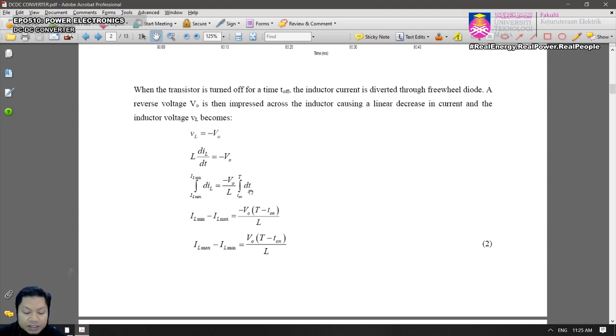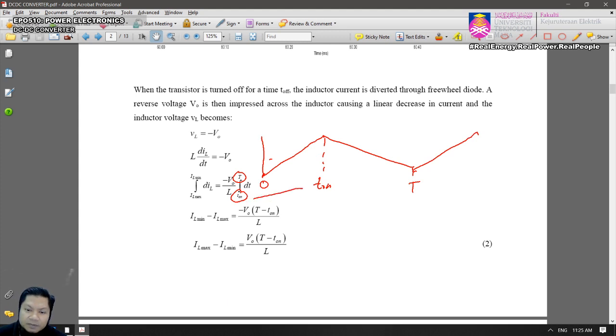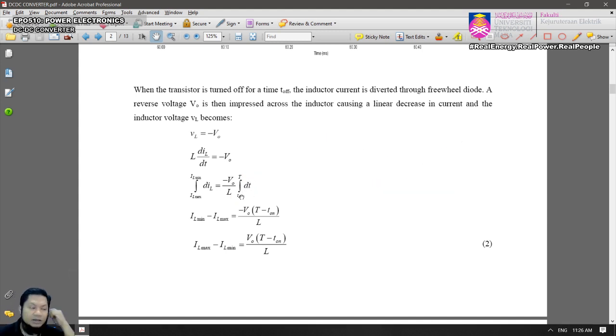And also for the voltage, it has to be from T on to T, isn't it? So we know that this is T on, because from 0 we have this current rise from 0 to T on, and this is T, isn't it? So the limit is from T on to T, right? So that's why you have this integration limit.